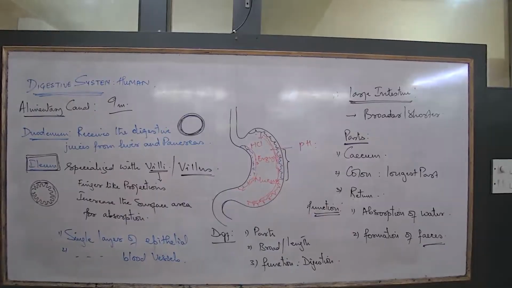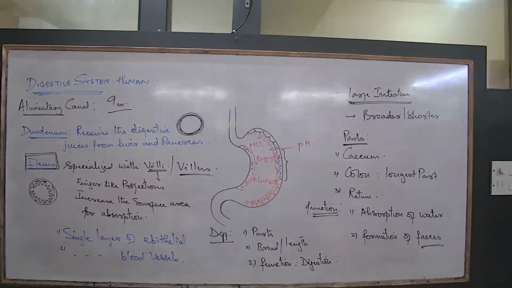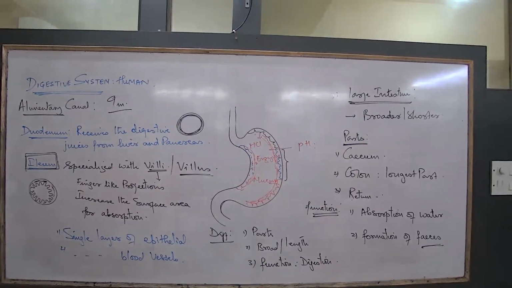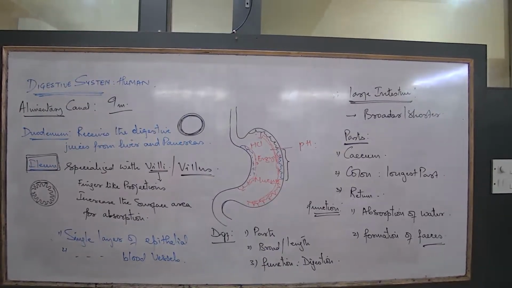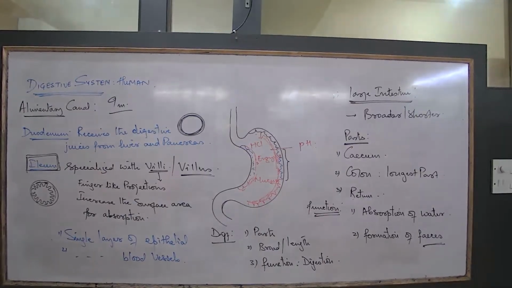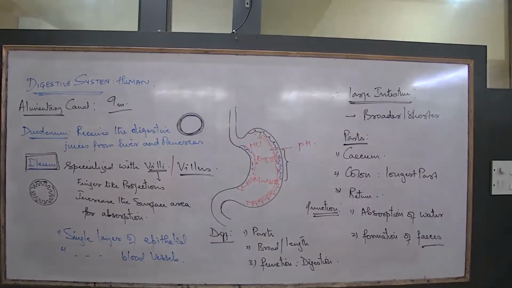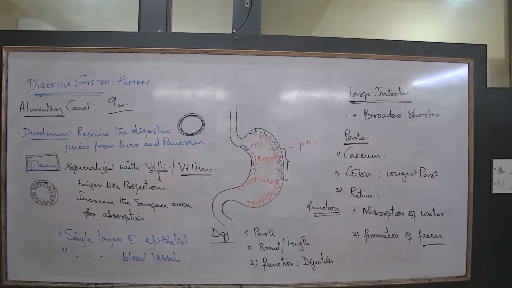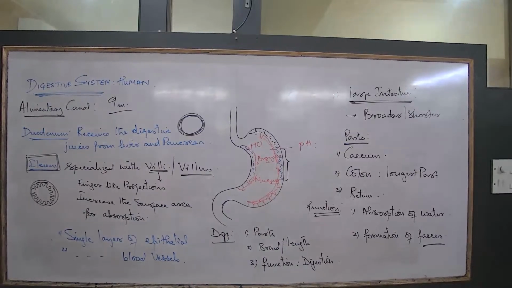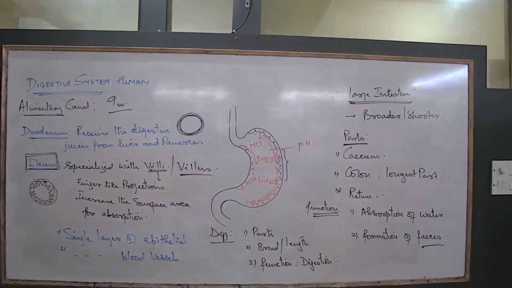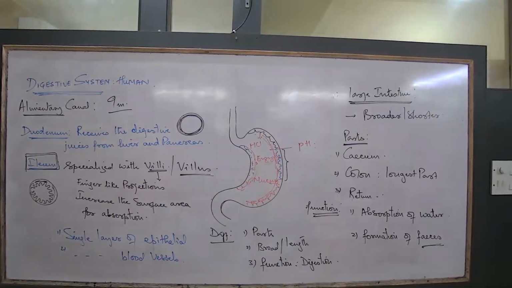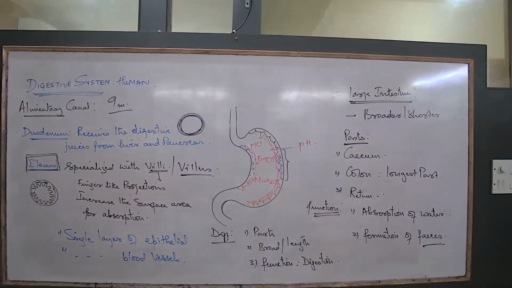Okay, second point. We will write the structural feature. Second point: small intestine is extremely long, narrow and coiled. What do you write for the large intestine? Shorter and broader. The large intestine is short and broad.